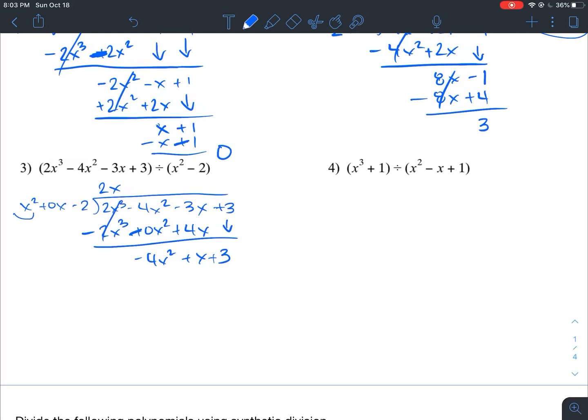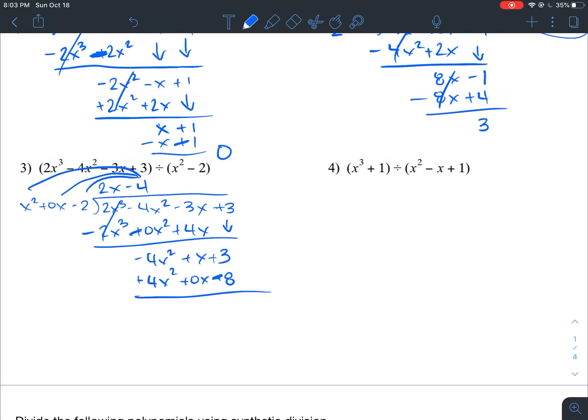What do we need to multiply this by? What do we need to multiply x squared by to get negative 4x squared? That's going to be negative 4. And multiply that by each term here. So it's going to be negative 4x squared plus 0x, because negative 4 times 0x is just 0. And then negative 4 times negative 2 is positive 8.